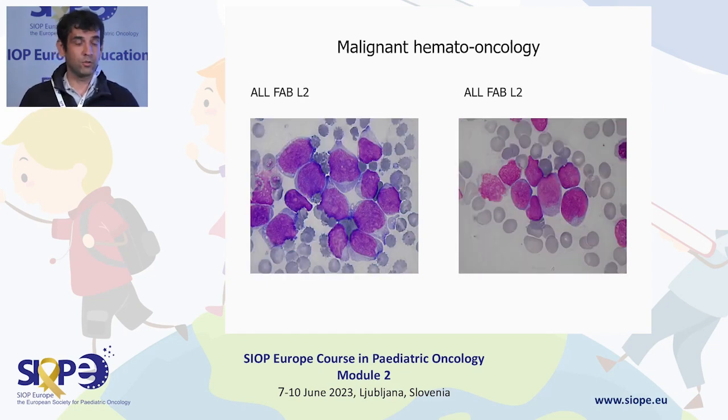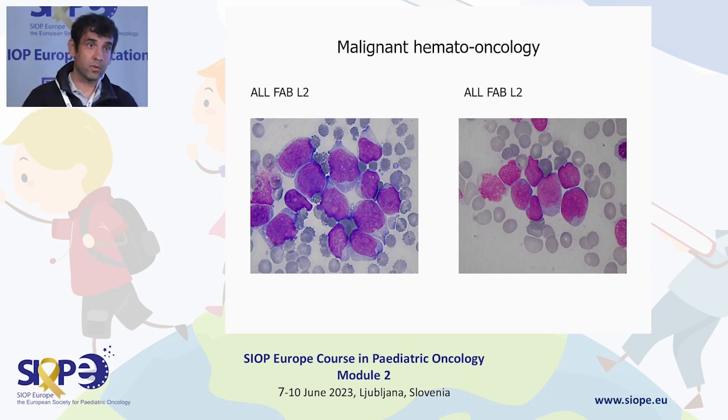Then we come now to L2, completely different outlook. We have this non-homogeneous population of cells. We have cells with much more cytoplasm. We have cells with visible nucleoli. This is ALL. Both cases are ALL. And we know that T-ALLs are significantly more often with an L2 morphology than with an L1 morphology.